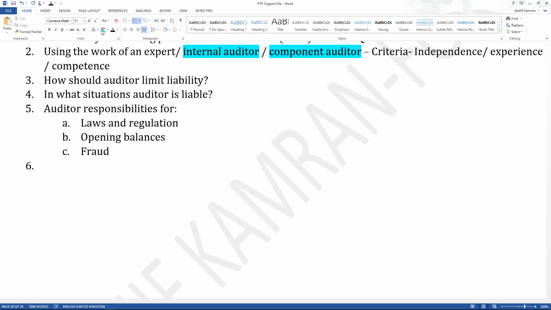That's one. Next, you should know the meaning and the importance of professional skepticism.